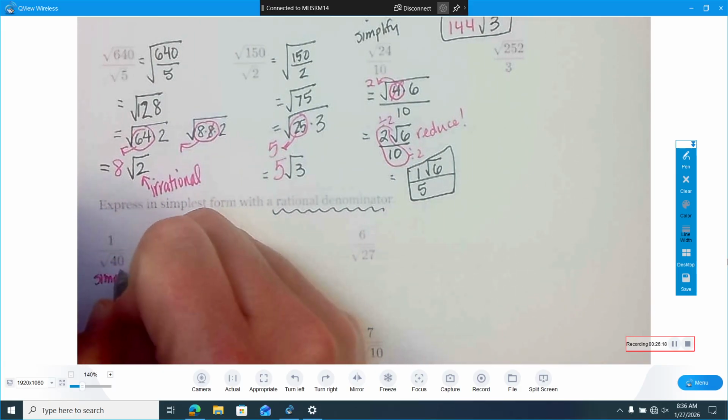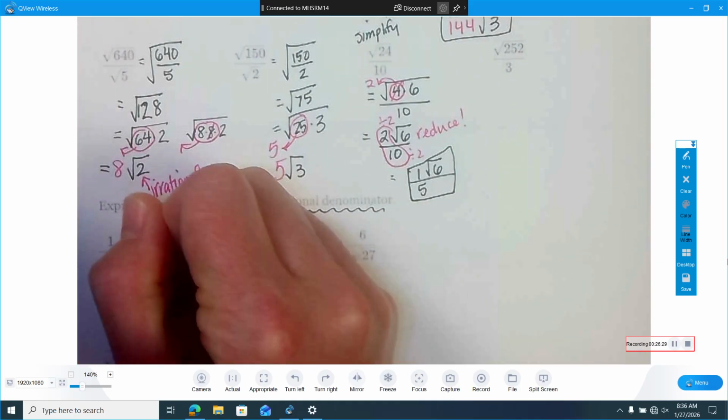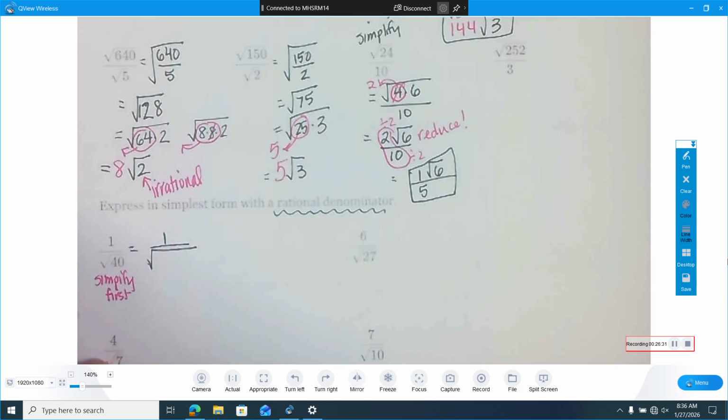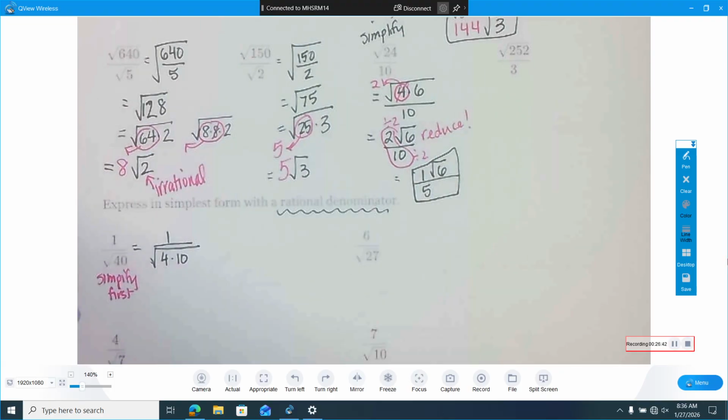Okay. So, there's a couple ways we can do this, but what I'm going to do is simplify first. All right, I want to simplify 40 first. So I'm going to break it down here. 40 breaks down into what times what? 5 times 8. 5 times 8, true. But 2 times 20? 4 times 10. Why did I choose 4 times 10 instead of 8 times 5 or 2 times 20? 4 is a perfect square. Yes, so I'm going to do a perfect square if I've got one.